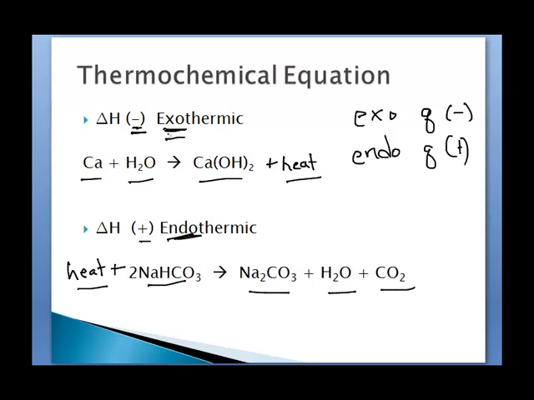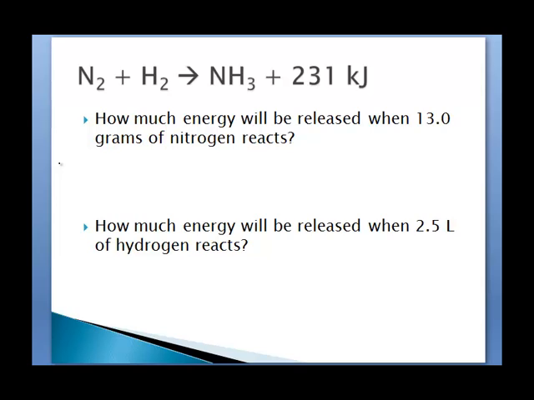So if the chemical reaction is exothermic, indicated by a negative sign for H, we write the word heat as a product. If the chemical reaction is endothermic, as indicated by a positive sign for H, we write the word heat as a reactant. Okay, so let's do some problems now where we're actually doing something with this idea.